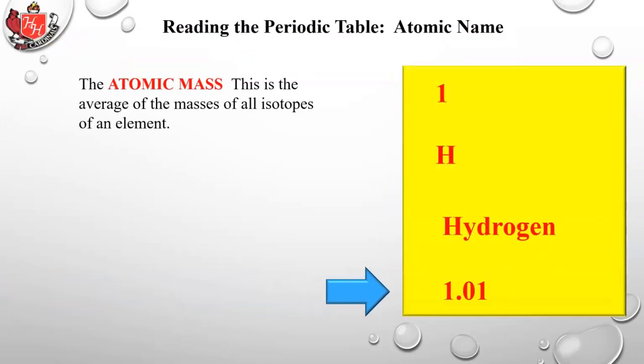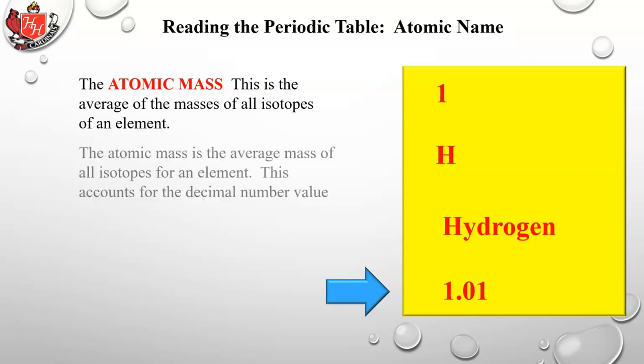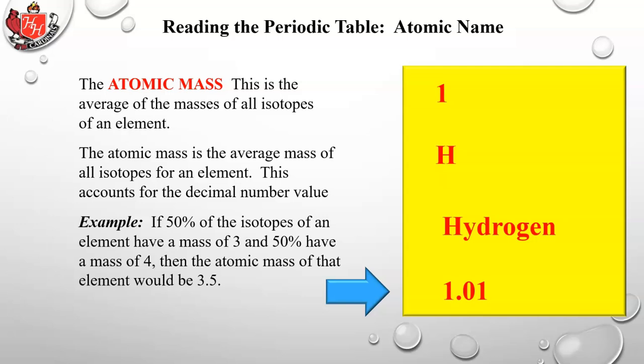The atomic mass is the average of the masses of all isotopes of an element, and you'll learn how to compute that. The atomic mass is the average mass of all isotopes of an element. This accounts for the decimal number value. Example, if 50% of the isotopes of an element have a mass of 3 and 50% have a mass of 4, then the atomic mass of that element would be the average of those two, which is 3.5.